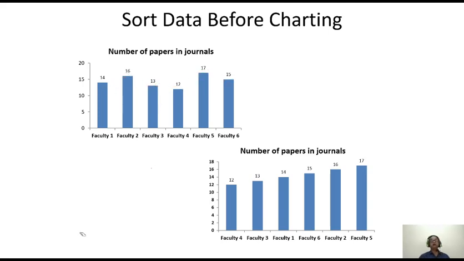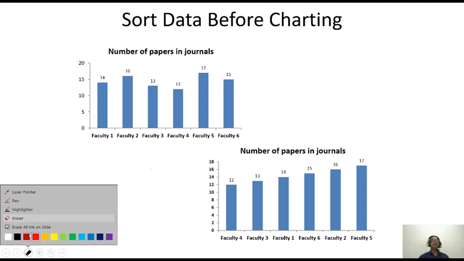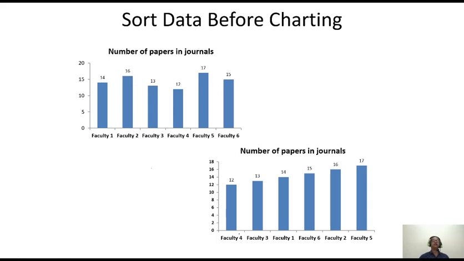Okay. Now, what happens here? If I arrange them in an order, like here, you see the faculty numbers are haphazard. They are not like faculty 1. I am starting with faculty 4, then faculty 3, then faculty 1, then faculty 6, then faculty 2, and faculty 5. You may think, what is happening? Why are the faculty so haphazard? And look at the publications, starting with 12, 13, 14, 15, 16, 17. You can have the reverse also, starting from the maximum and going to the minimum.